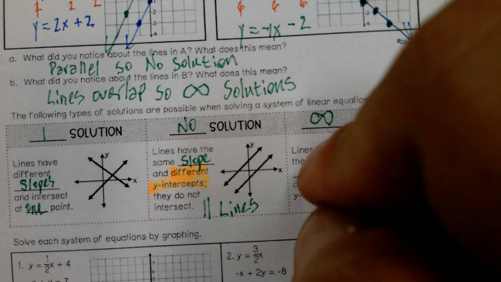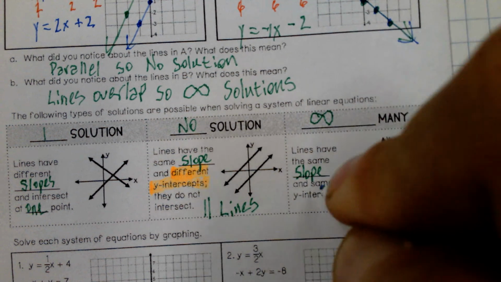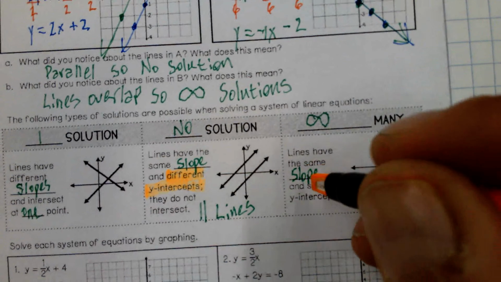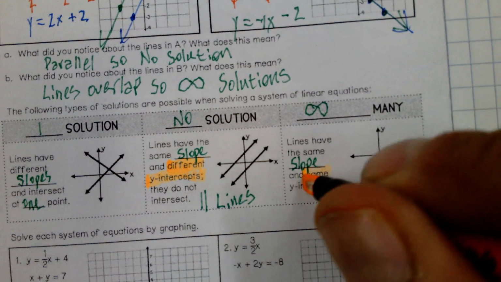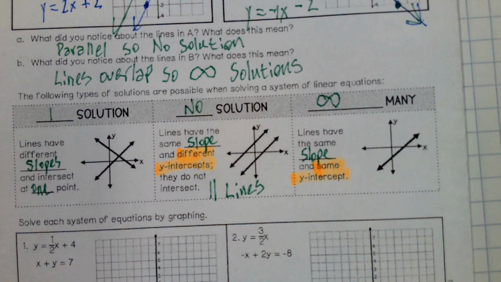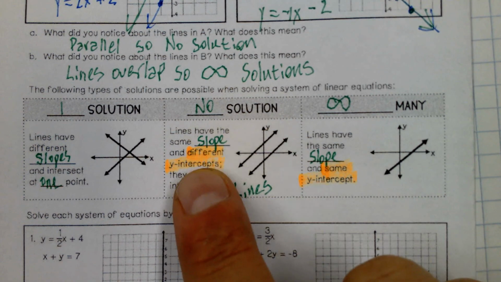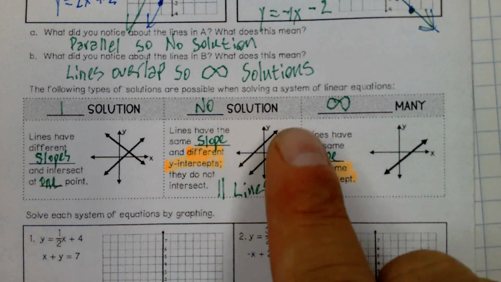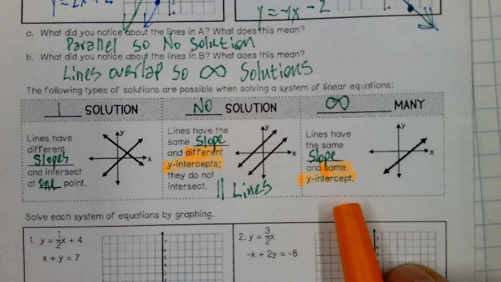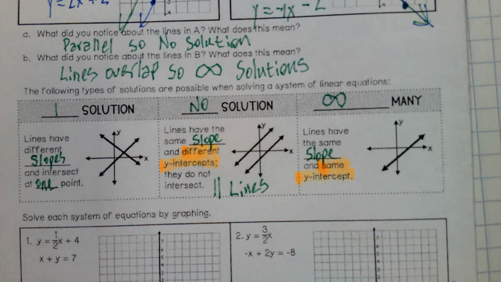So lines have the same slope and same y-intercept. I'm going to underline that or highlight that. So before you even graph, you can tell right away. If the slopes are the same, then the y-intercepts are different. Parallel lines, no solution. If the slopes are the same and they have the same y-intercept also, the lines coincide or overlap in infinite solution.